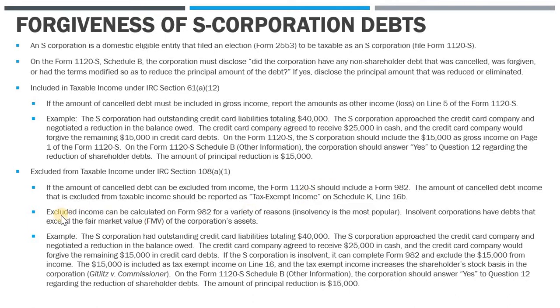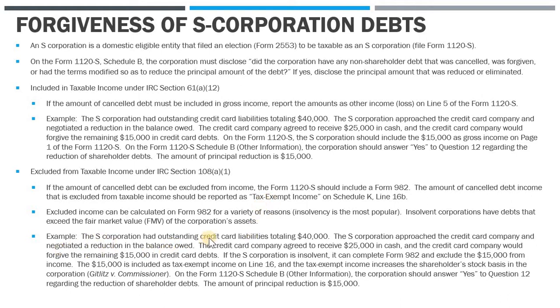Now, what's the most popular exclusion? It's insolvency. Obviously you can have debts discharged in bankruptcy, and there might be exclusions from taxable income there. But the easiest one that I see, and this is most often what occurs at both the company and individual levels, is if the entity is insolvent. Insolvent corporations have debts that exceed the fair market value of their assets. So it's really a simple computation. You look at the company's balance sheet: what's the fair value of their assets, and what's the fair value of the debts being discharged? If the company is deemed to be insolvent, then they can exclude these amounts from taxable income.